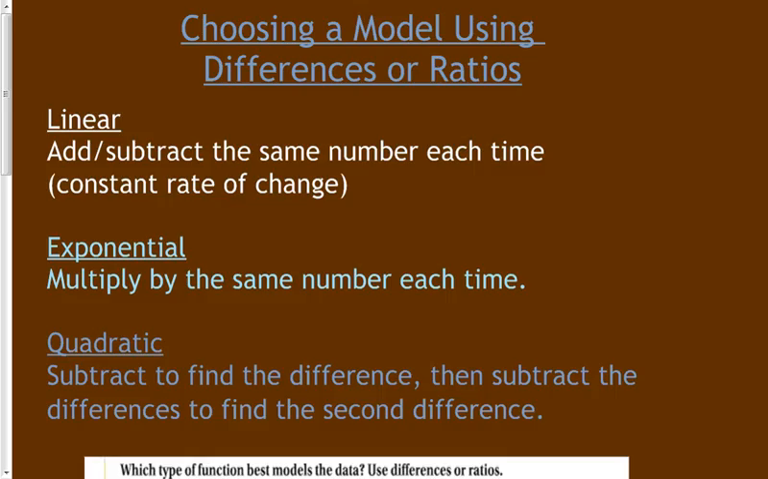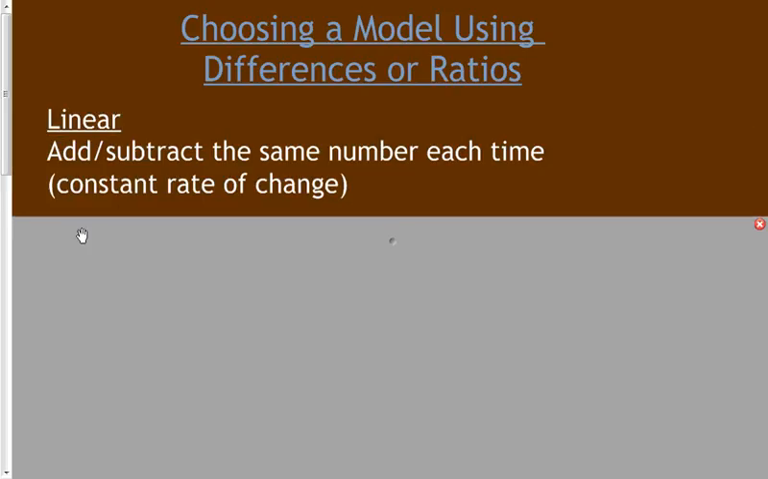All right, so choosing a model using differences or ratios. We just talked about graphing. I think graphing is the easiest if you're able to graph, but differences or ratios is another way to check what type of model it is. So for linear, if you look at the x's and the y's, you would add or subtract the same number each time. So it has a constant slope, a constant rate of change. Let's just say as the x's go up by 1, the y's all go up by 4. That would be a constant rate of change.